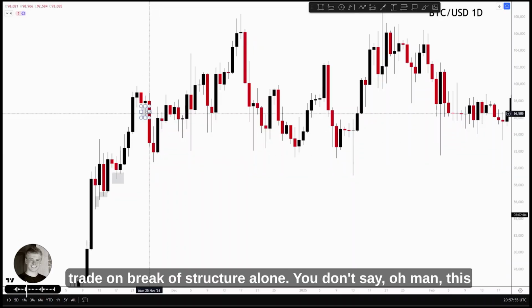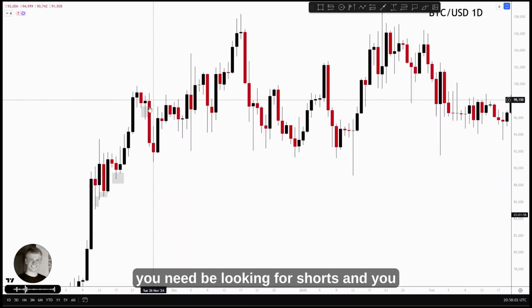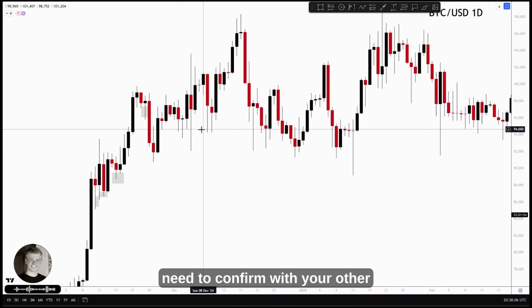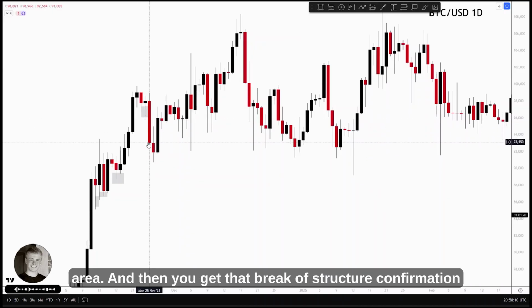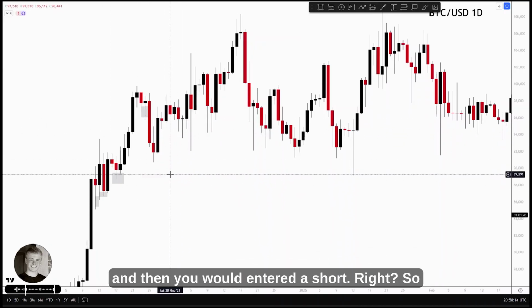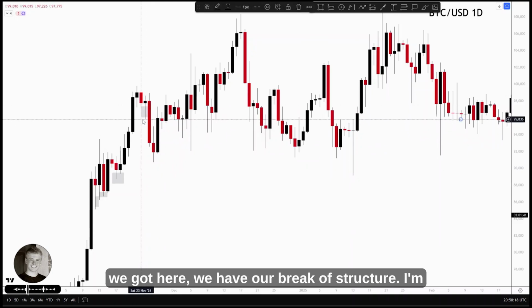So you don't trade on break of structure alone. You don't say, oh man, this candle closed down here, I better short it, right? Because you need to be looking for shorts, and you need to confirm with your other confluences. You need to already be looking for shorts in this area, and then you get that break of structure confirmation, and then you would have entered a short, right? So we have our break of structure.